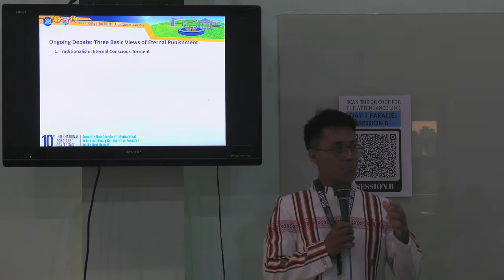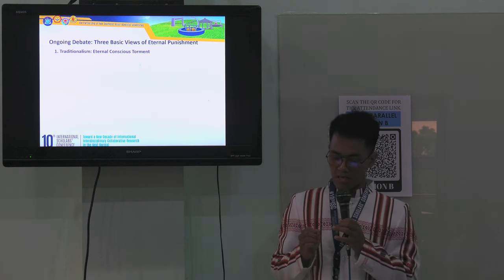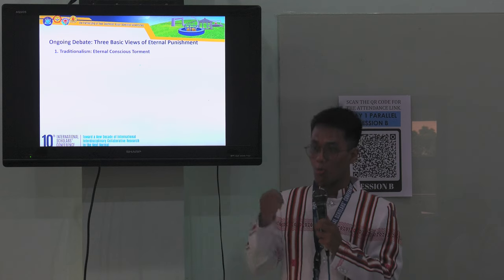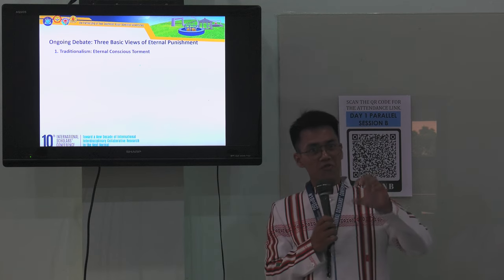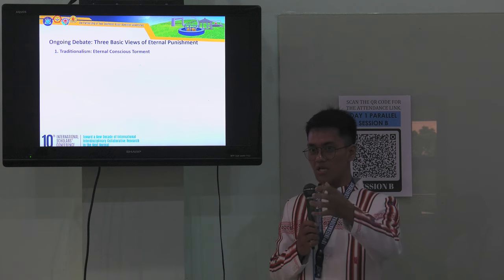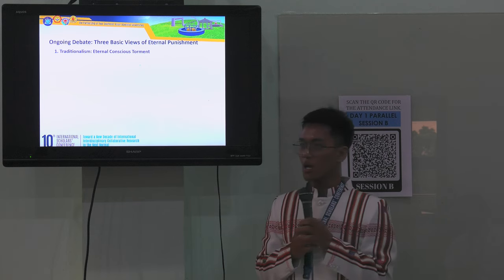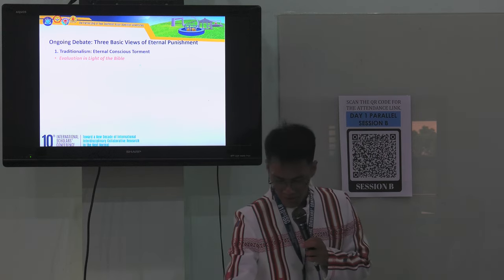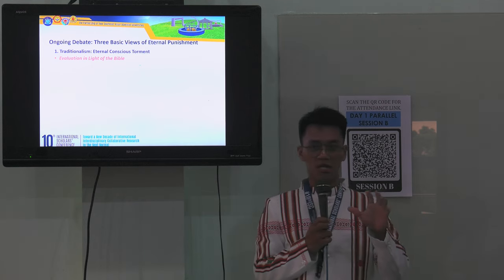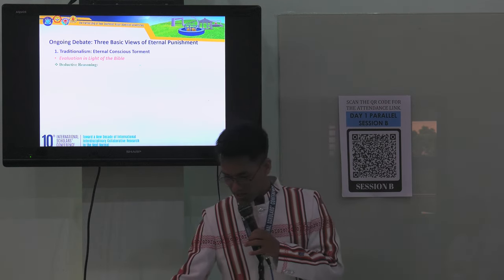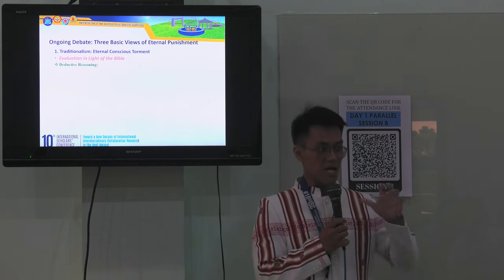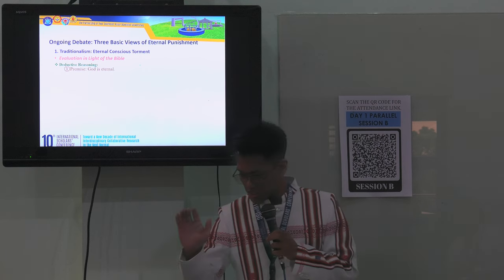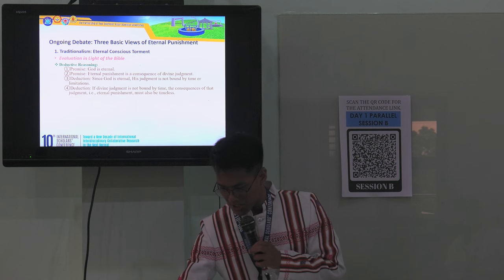Traditionalism, advocated by prominent theologians, suggests that eternal punishment entails unceasing conscious torment in hell. This viewpoint emphasizes the everlasting, unending, continuous suffering of the wicked. Let us evaluate this viewpoint in light of the Bible. First, let us keep in mind that this interpretation relies on deductive reasoning rather than inductive analysis of the biblical text. The deductive arguments can be summarized as follows, as you can see on the screen.